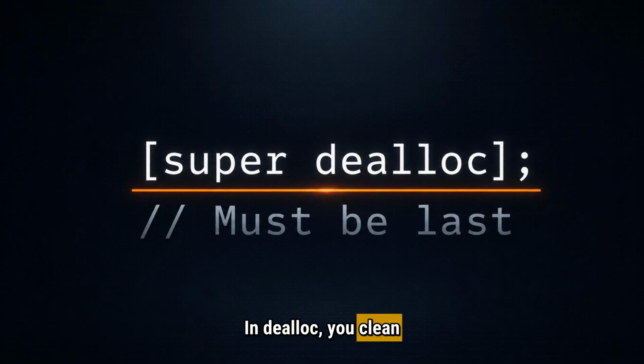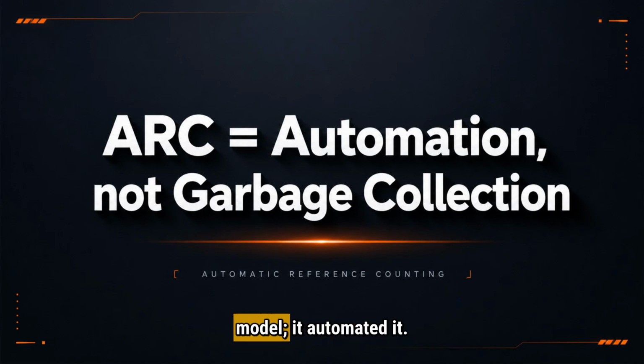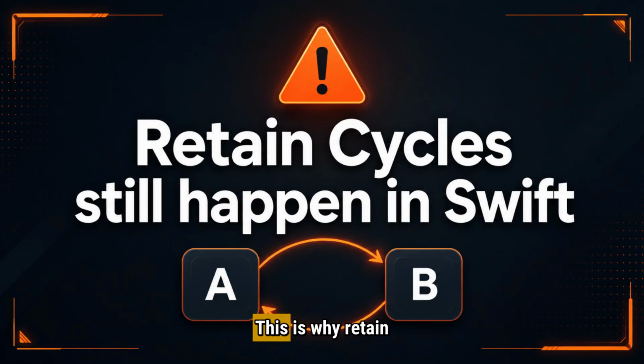In dealloc, you clean up resources. The call to super dealloc must be last, forget it, and you leak the object's shell. ARC didn't change the model, it automated it. It inserts those same calls at compile time. There is no garbage collector. This is why retain cycles still happen in Swift. ARC is testing if you understand what's happening where it can't help you.